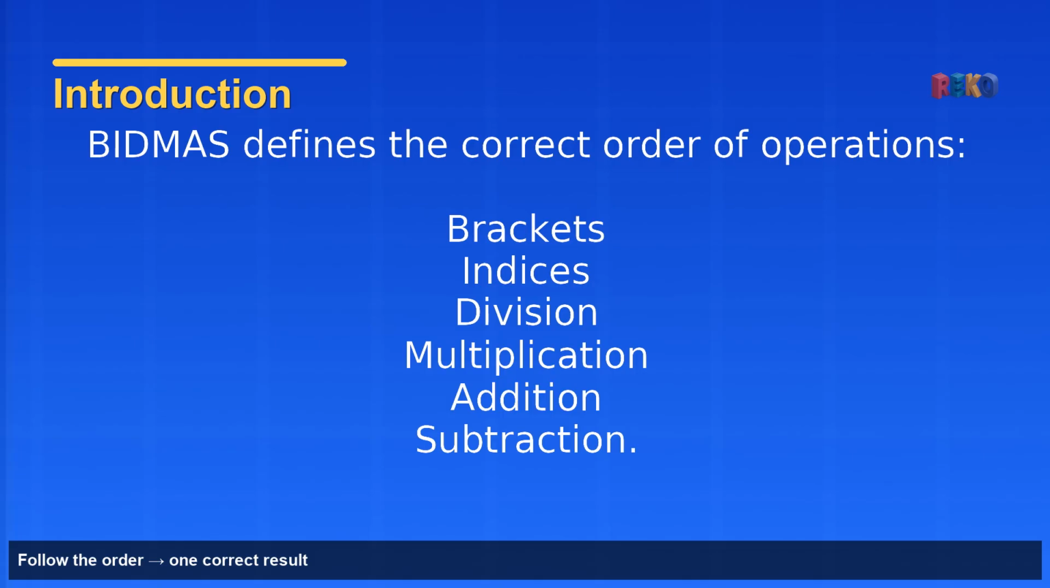This prevents contradictions. For example, 2 plus 3 times 4 is 14 because we multiply before we add. When in doubt, add brackets to make your intention clear and avoid common errors. In this lesson, we'll apply BIDMAS to expressions with powers, fractions, and nested brackets, so every step is justified and the final answer is unique.